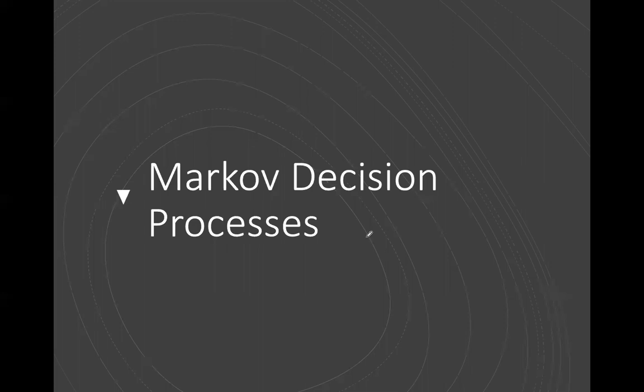So once we add agent decision making into the mix, we have to change our formalism a little bit, so we get what is known as a Markov decision process. So a generalization of a Markov chain, right?